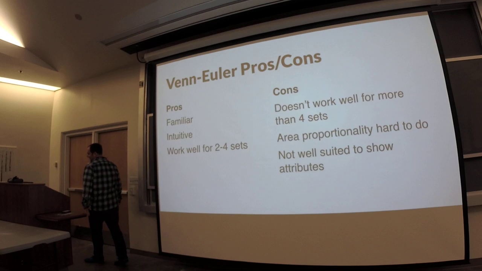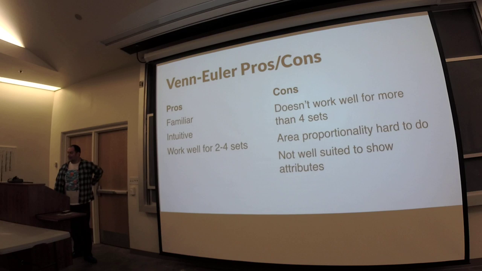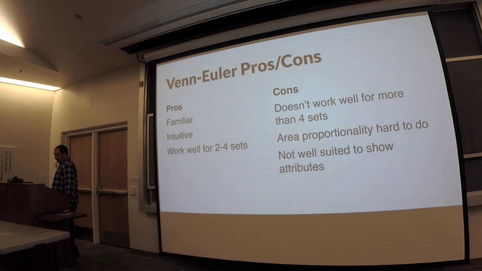So reflecting on pros and cons: Venn diagrams or Euler diagrams are super familiar. They're intuitive. They work well for 2 to 4 sets. So basically, my recommendation would be if you have 2 to 4 sets, then just use a Venn or Euler diagram to visualize this. But it doesn't work for more than 4 sets. And area proportionality is hard to do. You also can't really show attributes for the segments, right? You would have to use a multiple view approach with a table where you have the intersection or something like that.